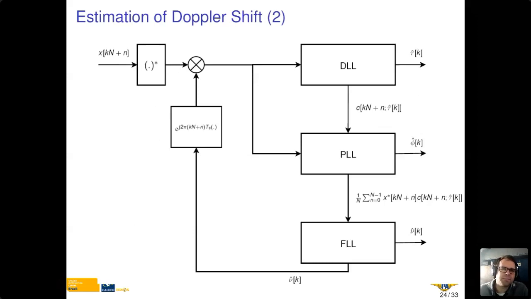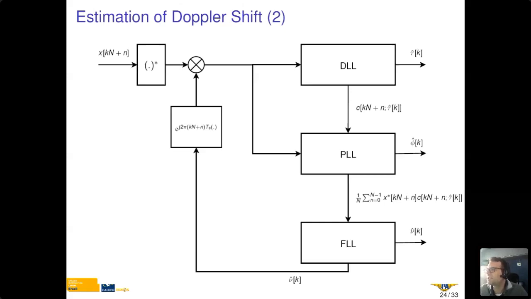In the literature, a lot of times the Doppler wipe-off is with a negative sign, so with an e to the minus j, but this is because they don't have this conjugate operator in the beginning on the incoming signal. I kept this here for consistency with our vector signal model. Then this Doppler corrected signal is fed to the DLL and to the PLL.